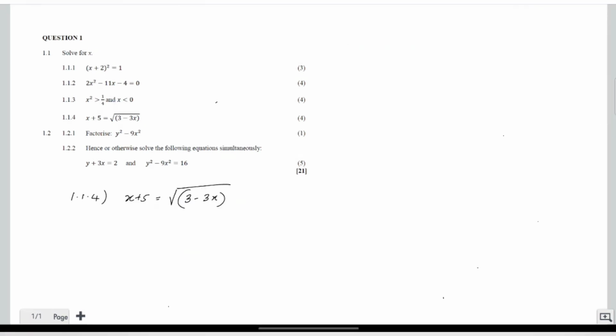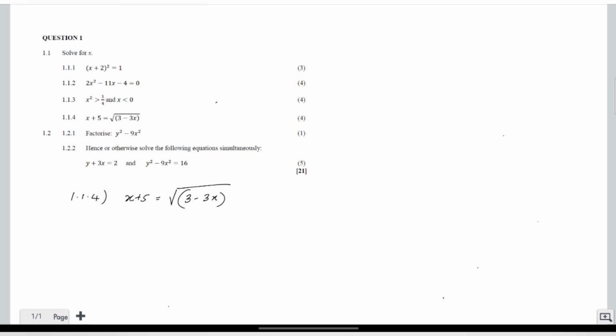Question number 1.1.4. x plus 5 is equal to square root of 3 minus 3x. Inside the root you can see a binomial, 2 terms, and they put it in brackets. Okay, here in this question, you know that method. What are we supposed to do to eliminate that root? You have to square both sides. Square and square root together are going to be eliminated. So you have to square both sides.